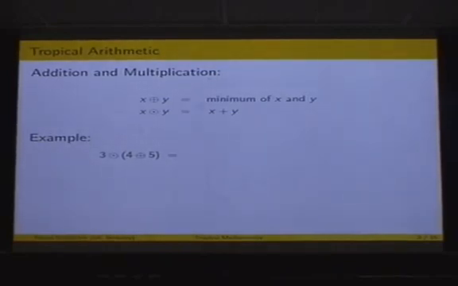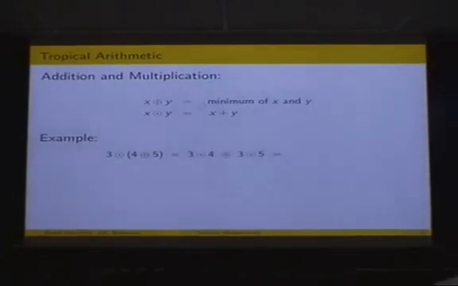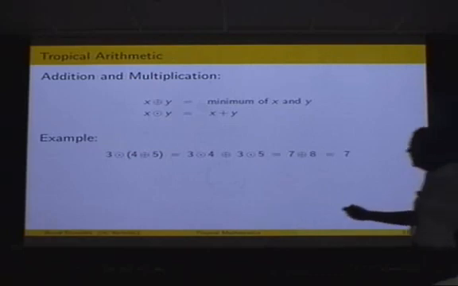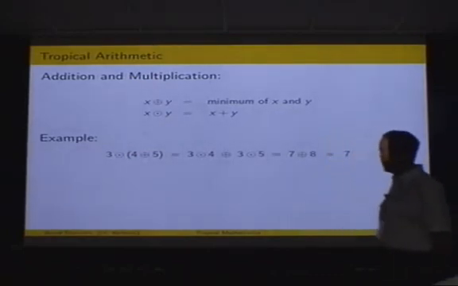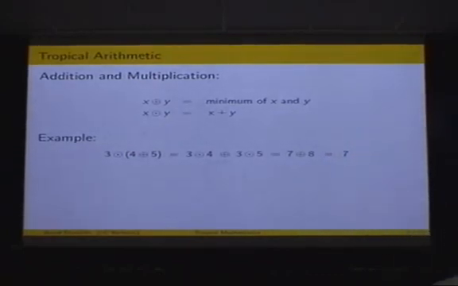So for instance here, 3 times (4 plus 5). Well, that's 3 times 4 plus 3 times 5. 3 times 4 is 7. 3 times 5 is 8. You add them up, you get 7. Okay? You could have also done it the other way. 4 plus 5 is 4, times 3 is 7. So that's tropical arithmetic.